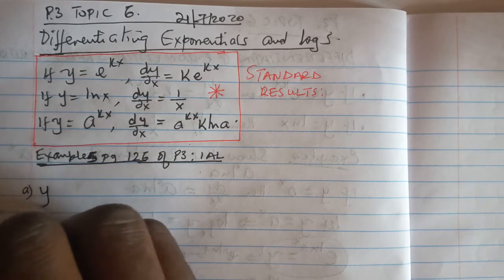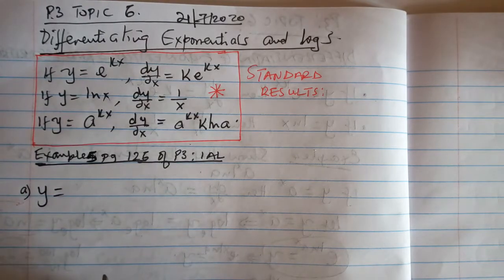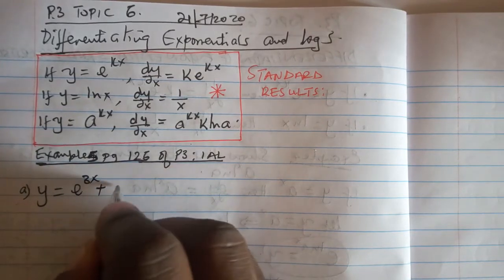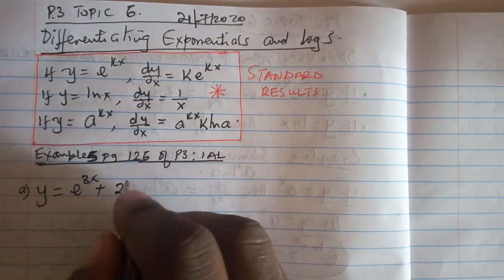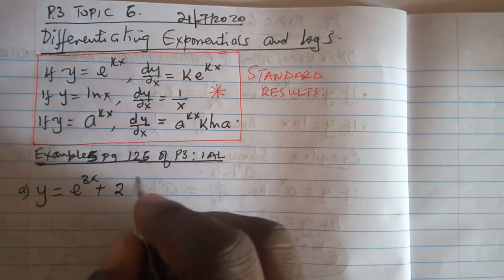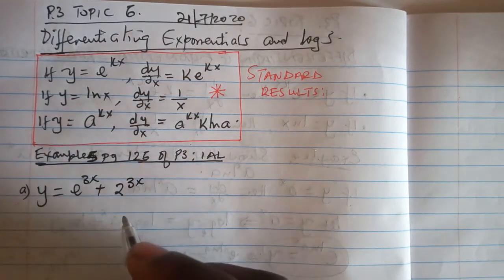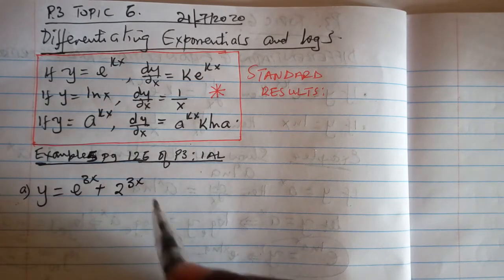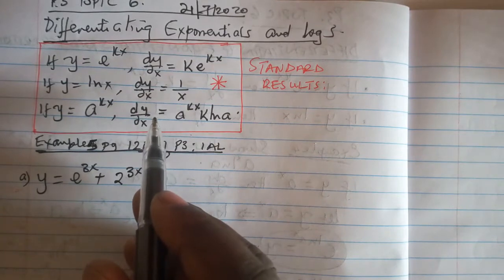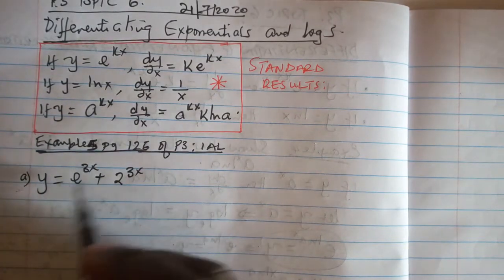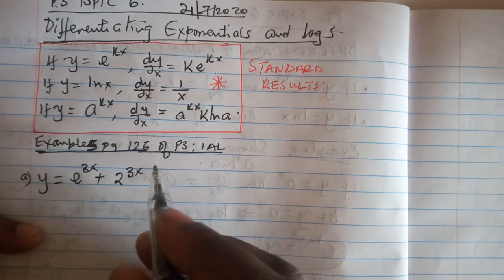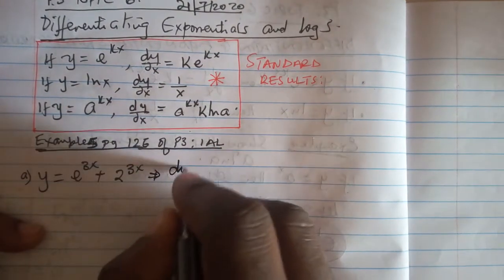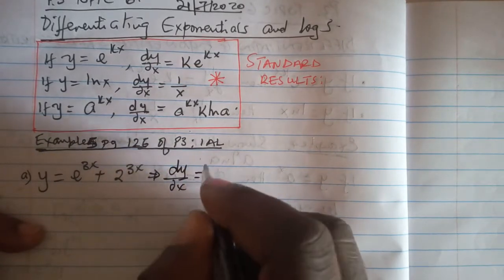Part A, y is equal to e raised to power 3x plus 2 raised to power 3x. And of course, we need first of all to understand which among these standard results we are going to use here. And we are going to differentiate term after term. This gives us our dy dx, or rather differential.